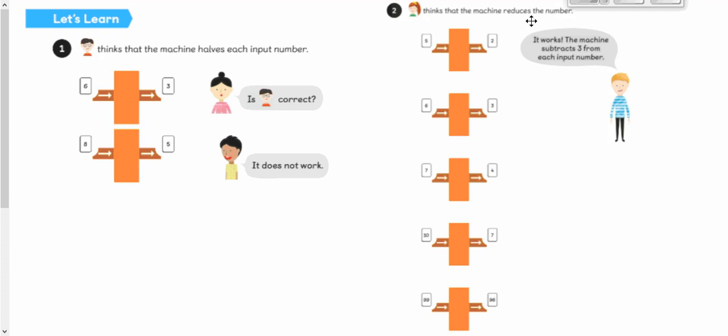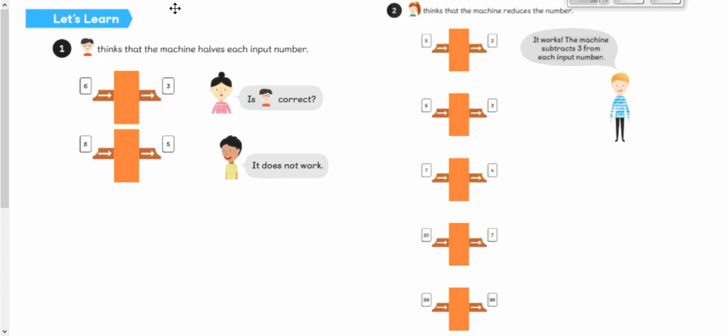Let's go ahead and think the machine reduces the number. That word reduces means lessens, okay, and gets rid of some of it. So you put 5 in, it reduces to 2, 6 in, it reduces to 3, 7 in, it reduces to 4, 10 in, reduces to 7. Yes, it works. My issue with what she says is it's not specific enough, but then this gentleman with stripy top helps us out. So the machine reduces each number, or subtracts 3 from each input number. So 5 to 2, 6 to 3, 7 to 4, 3 is taken off each time. So he has found our rule, so we're getting rid of 3 each time.